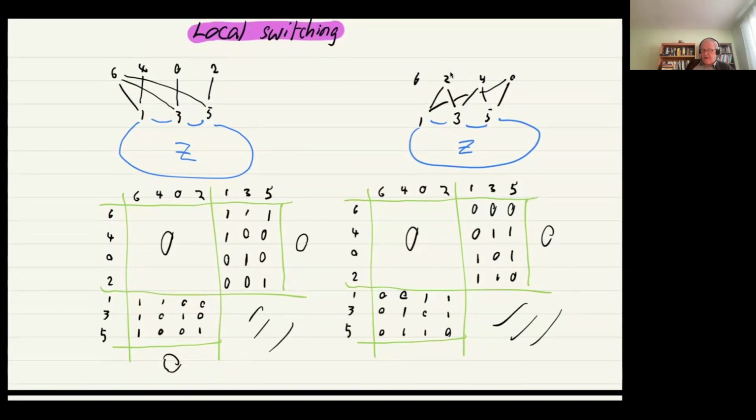But the point is that it's a very general construction. And it's quite interesting. If you look at the graphs up to about 10 or 11 vertices, most of the pairs of cospectral graphs are cospectral because they're related by local switching.